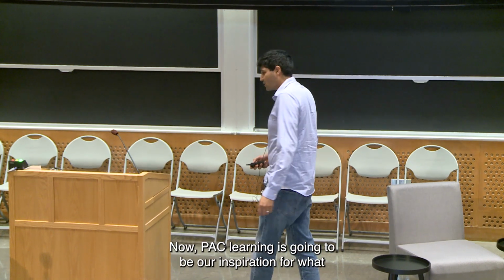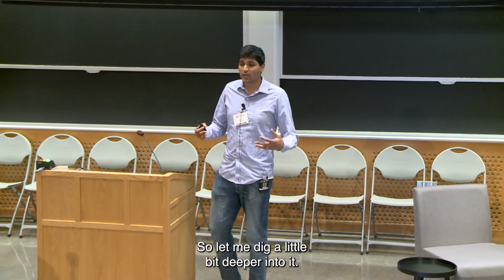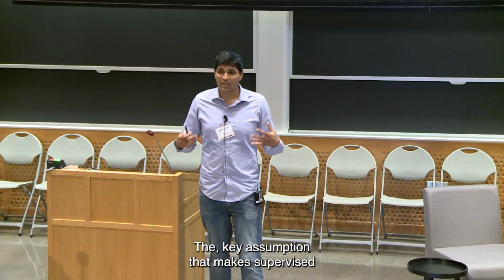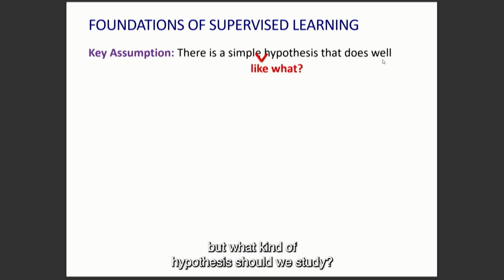Now, PAC learning is going to be our inspiration for what we want out of RL too. So let me dig a little bit deeper into it. The key assumption that makes supervised learning and PAC learning work is the idea that there's a simple hypothesis that does well. But what kind of hypotheses should we study? This is really an important question because it's where we set the direction for our field. What kinds of functions does it make sense to try to learn?